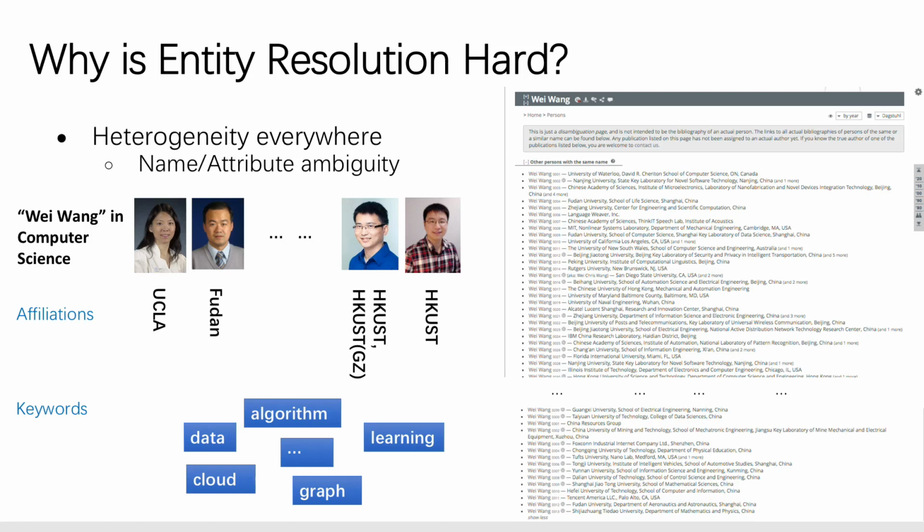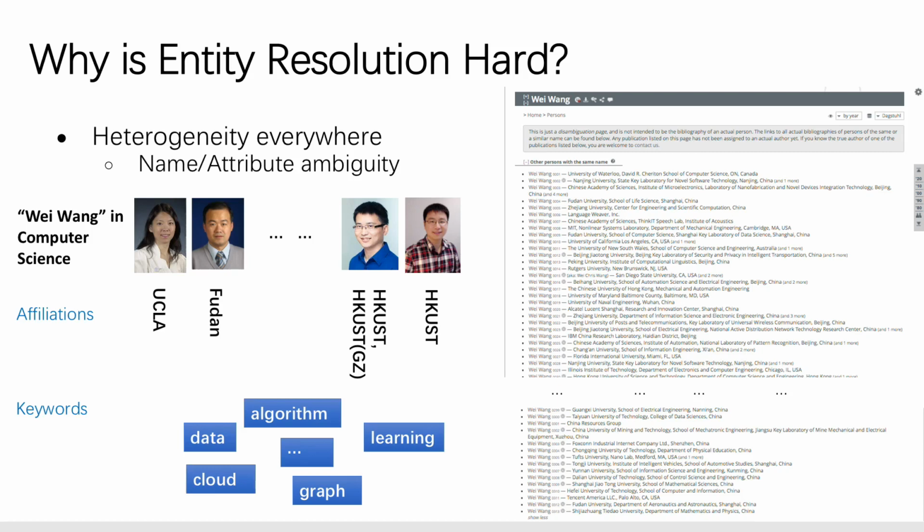So why is entity resolution hard? Not only do we show several examples, we also look at a few important traits. The first one is heterogeneity. The main problem is that there is heterogeneity everywhere.